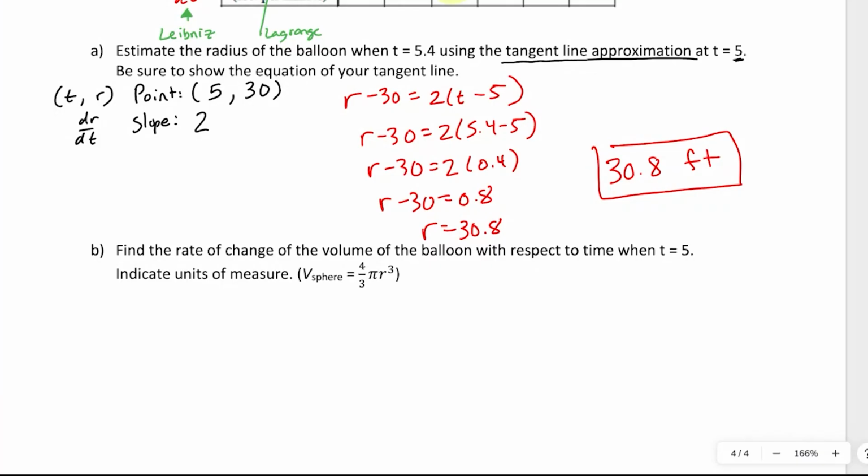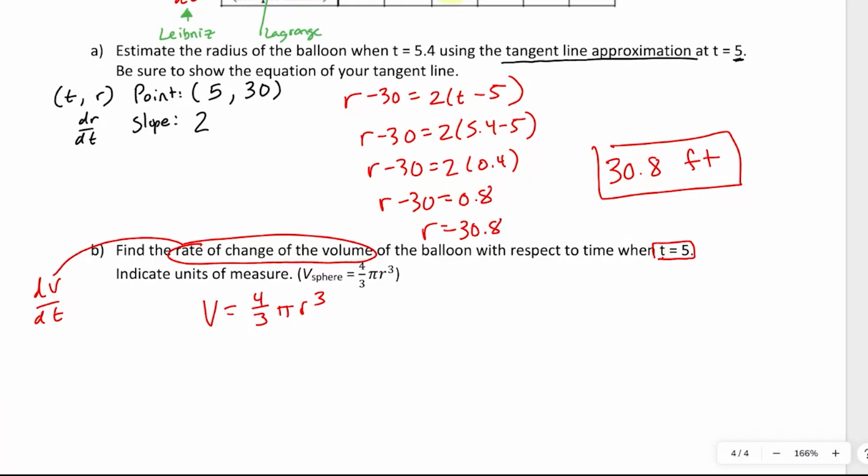All right, let's see if we can get this last problem, still based on the same scenario. It says find the rate of change of the volume, dv dt, when time is 5. Indicate units of measure. They give us the volume of the sphere is 4/3 pi r cubed. If we differentiate that with respect to t, we get dv dt equals 4 pi r squared dr dt.